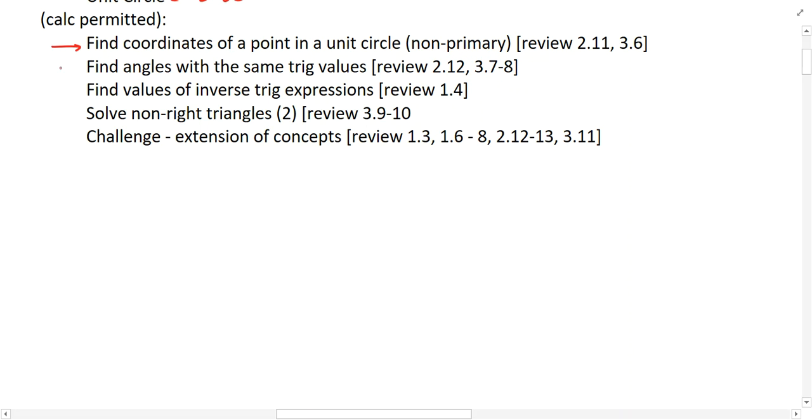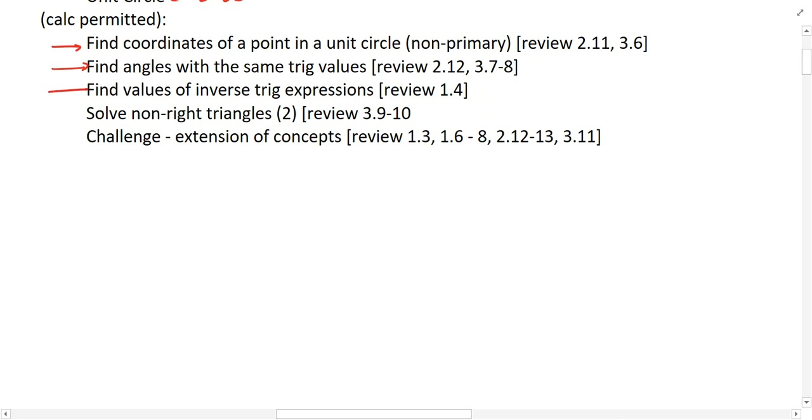You should be able to find angles with the same trig values. So what I mean by that is, when does cosine of theta equal 1/2? There's more than one angle that satisfies this solution inside of a unit circle. And since you would be using a calculator most likely for this question, make sure that you understand how to get the calculator to provide the additional results.